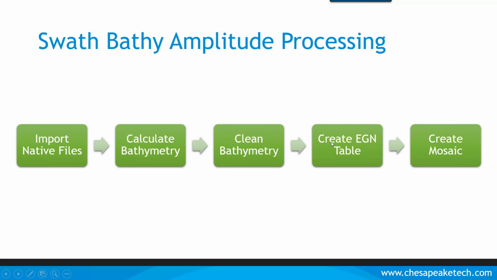So the final step, the fourth one, would be to create an EGN table, or empirical gain normalization, and I'll talk about what that is in a moment. And then you create a mosaic, which you can then export as a product. So basically each one of these green boxes is a place where you as the user will have to make some kind of decision or interaction with SonarWiz.